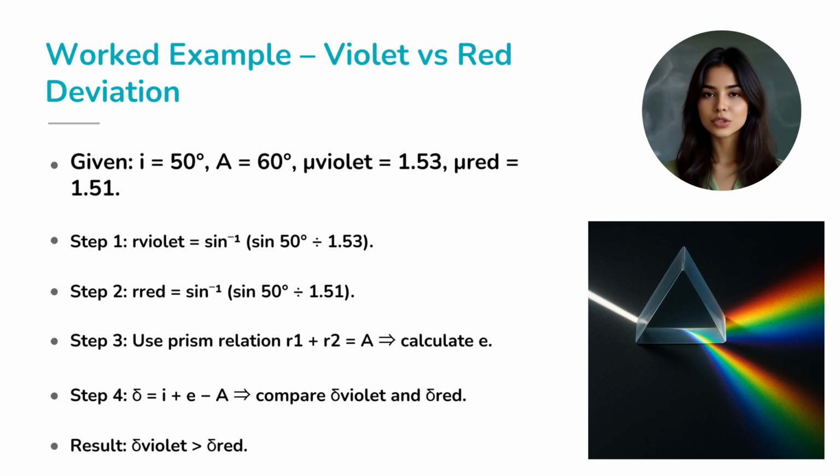Step 2. Use the prism condition r1 plus r2 equals A to find the second refraction angle. Step 3. Calculate the angle of emergence e for each color. Step 4. Substitute into delta is equal to i plus e minus A. When you compare the two, you'll see that the deviation of violet is indeed greater than that of red. This numerical check confirms what theory already told us: smaller wavelength means larger deviation.